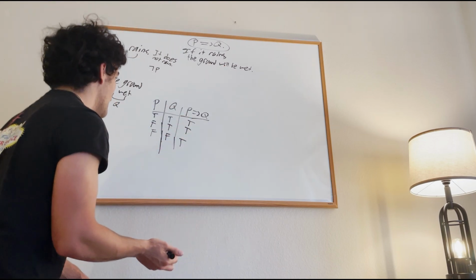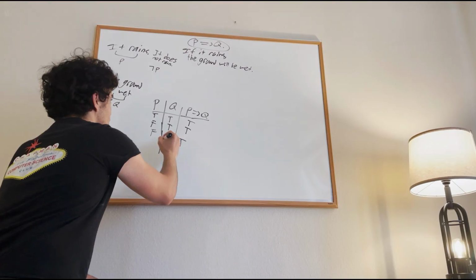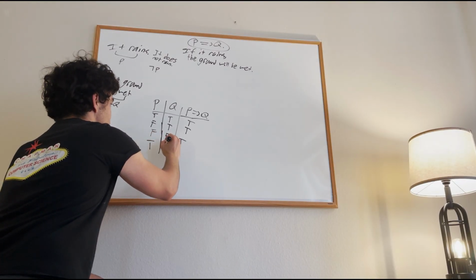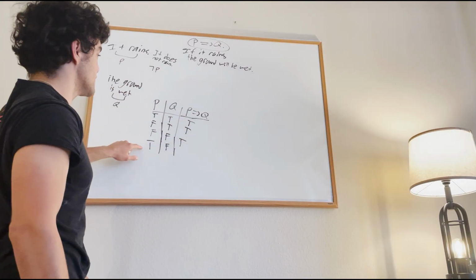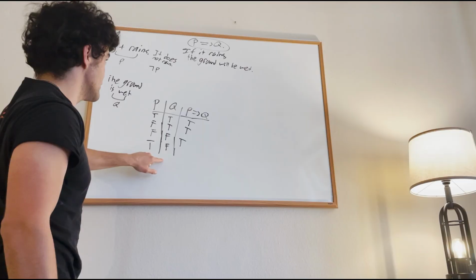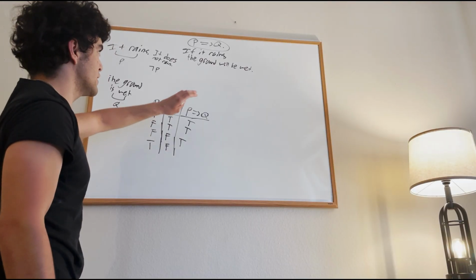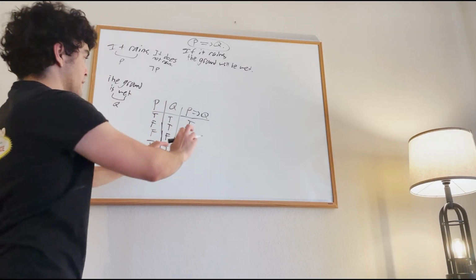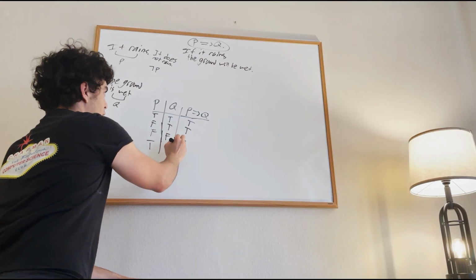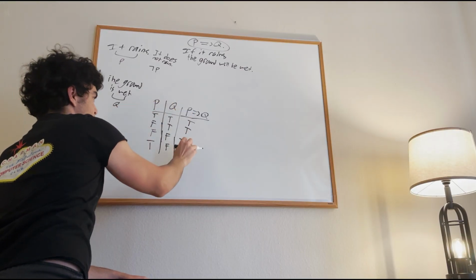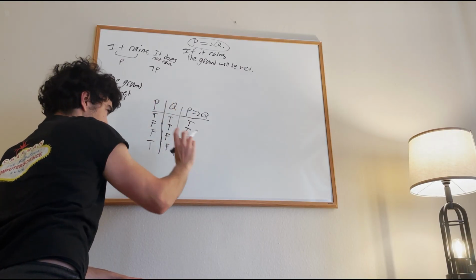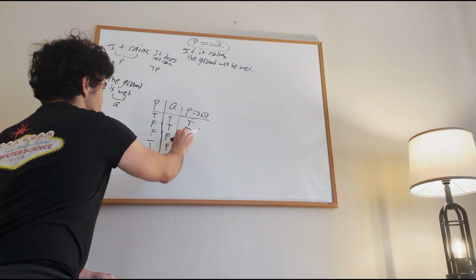But when we have P is true and Q is false, we're directly violating our rule. We say here it says if it rains, the ground is dry, but our rule says if it rains, the ground is wet. So this right here is in direct contrast to our rule up there, so this is going to be false.